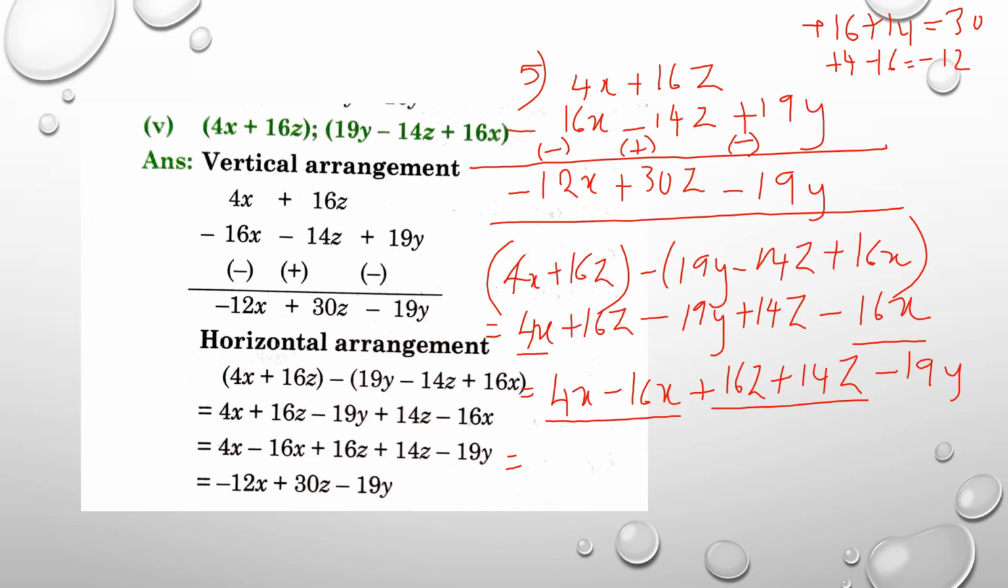Now solve. 4x minus 16x. So 16 minus 4 is how much? Minus 12x. Plus 16 and plus 14 is what? 30. So plus 30z and minus 19y. This is your answer.